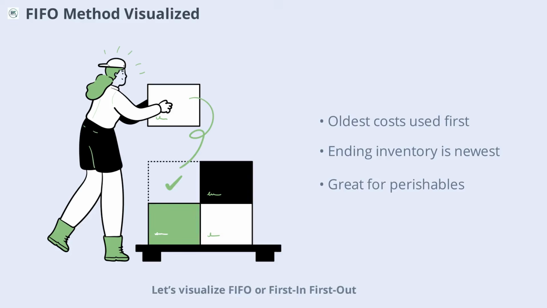Let's visualize FIFO, or first in, first out. Imagine a row of boxes in a warehouse. The first box placed on the shelf is the first one sold or used. This method assumes that the oldest inventory costs are recognized first in cost of goods sold, while the newest costs remain in ending inventory. FIFO is logical for perishable goods or items with a shelf life, ensuring inventory values reflect recent purchases.